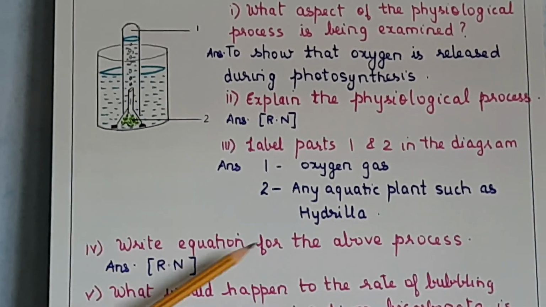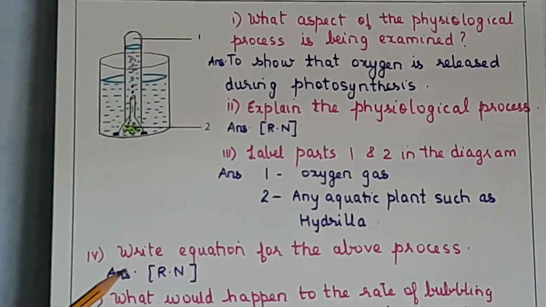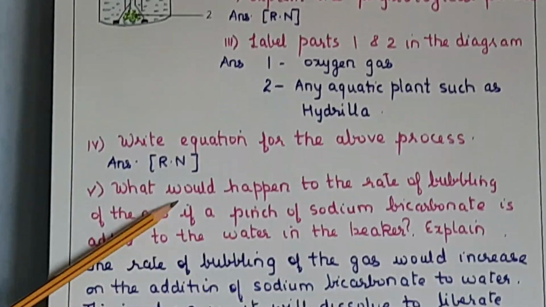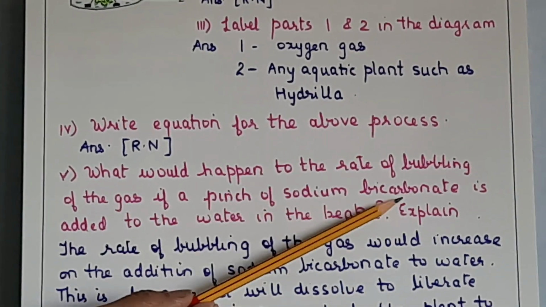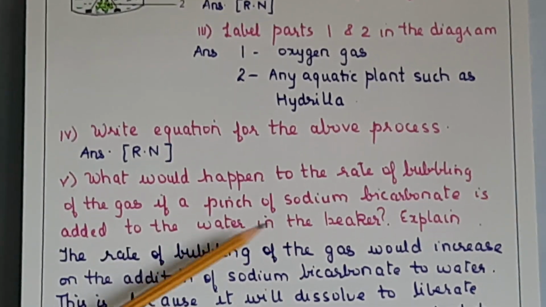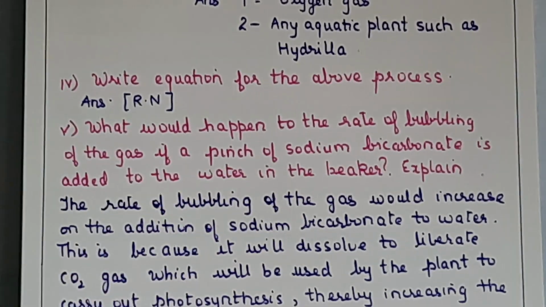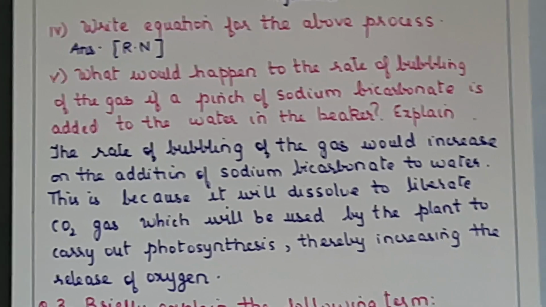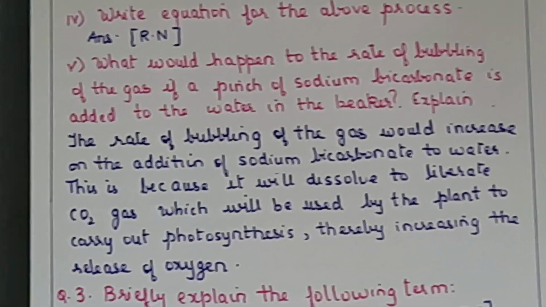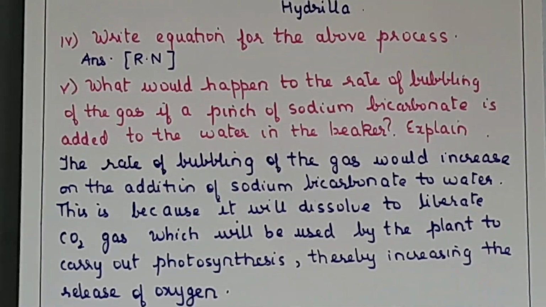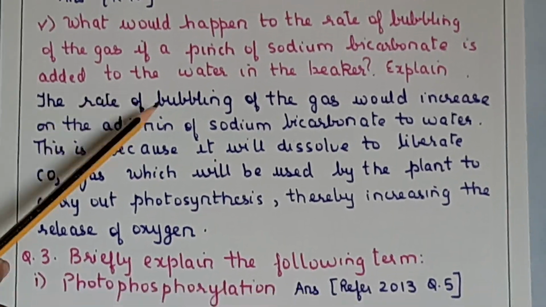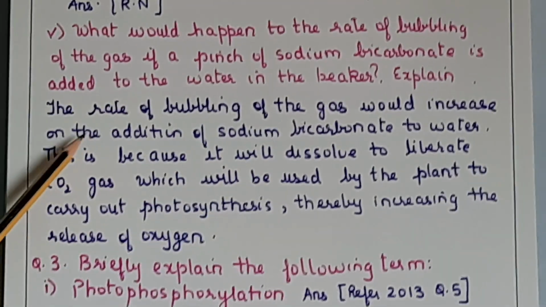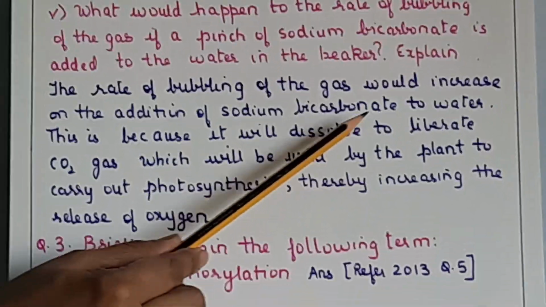Then write the equation for the above process. So again, refer. And fifth, what would happen to the rate of bubbling of the gas if a pinch of sodium bicarbonate is added to water in the beaker? Explain. Now you have to know that sodium bicarbonate will act as a source of carbon dioxide. So the moment you add it to water, it will dissolve and release carbon dioxide gas. Okay. So the rate of bubbling of the gas would increase on the addition of sodium bicarbonate to water.